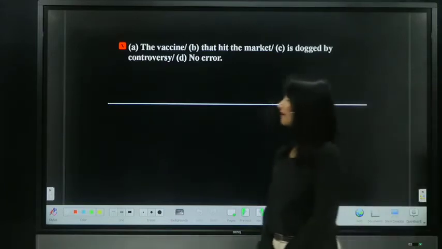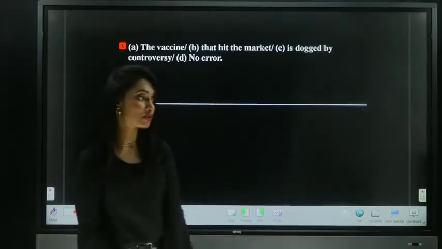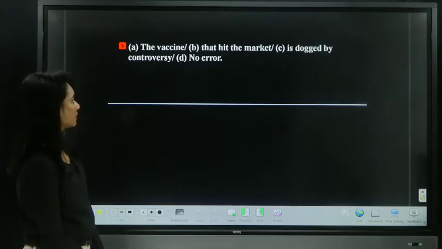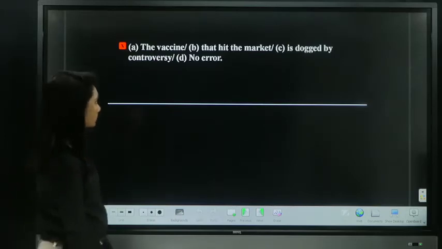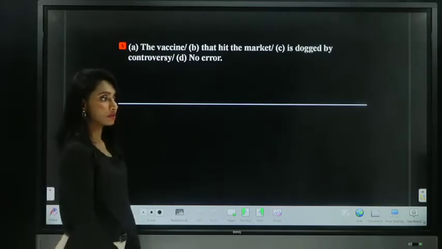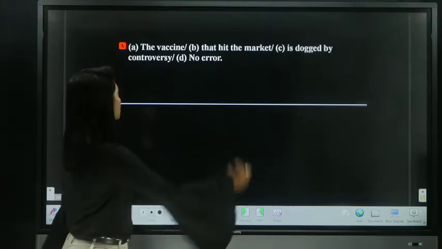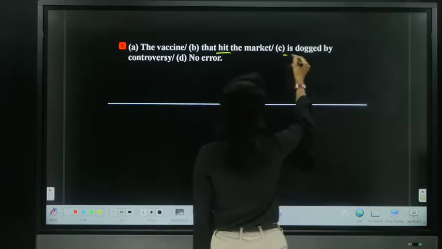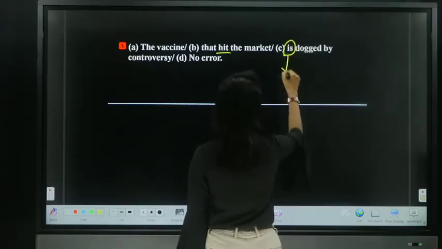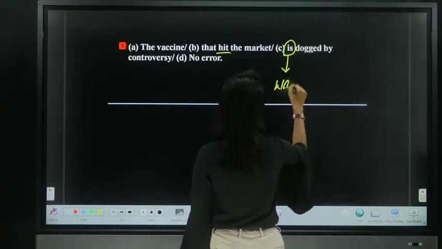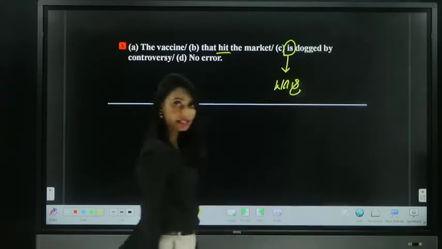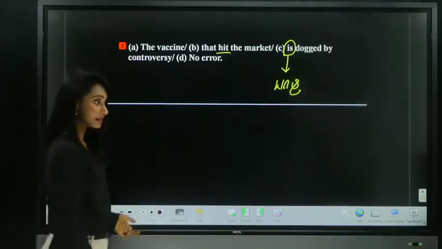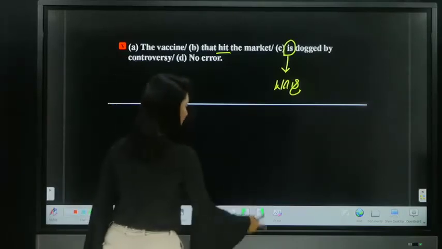So, what is the error? Do not just mention options A, B, C, D, and all. Yes. Good. Well done, Swapna. The vaccine that hit the market, past tense, it should also be in past only, no? Was dogged by controversy. So that is the correct one. Well done. Good job. So what about Angela, Sunny, and other guys? Do respond, participate. Here we go.